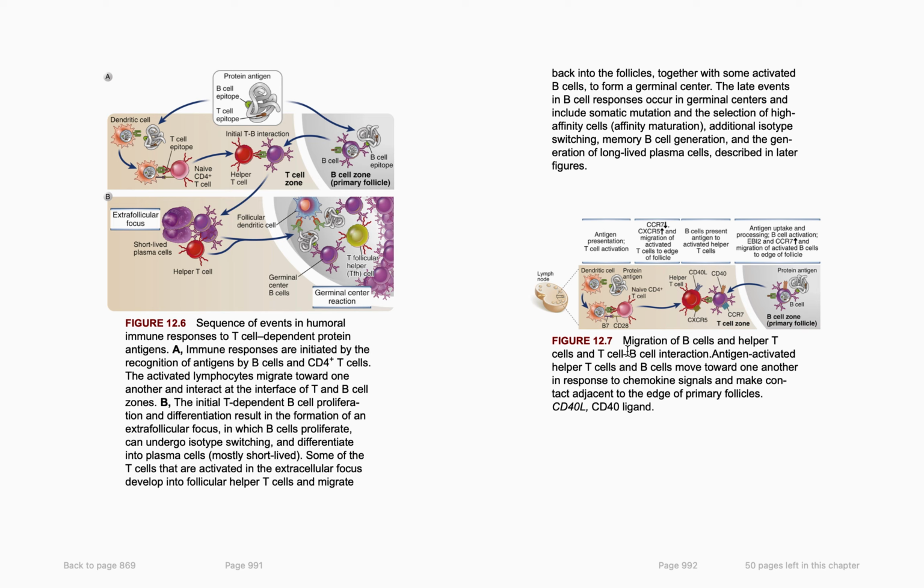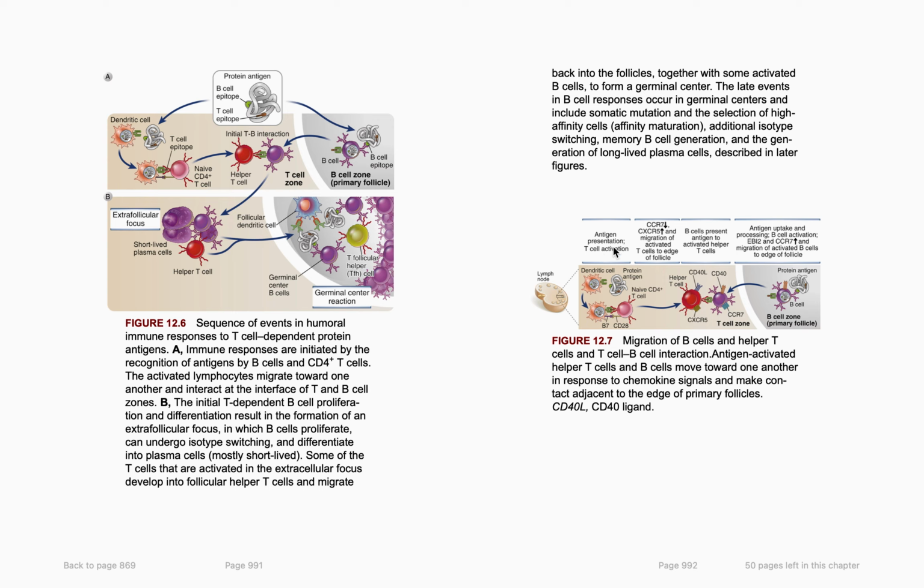Figure 12.7, migration of B cells and helper T cells and T cell B cell interaction. Antigen activated helper T cells and B cells move toward one another in response to chemokine signals and make contact adjacent to the edge of primary follicles, with CD40 ligand and CD40.